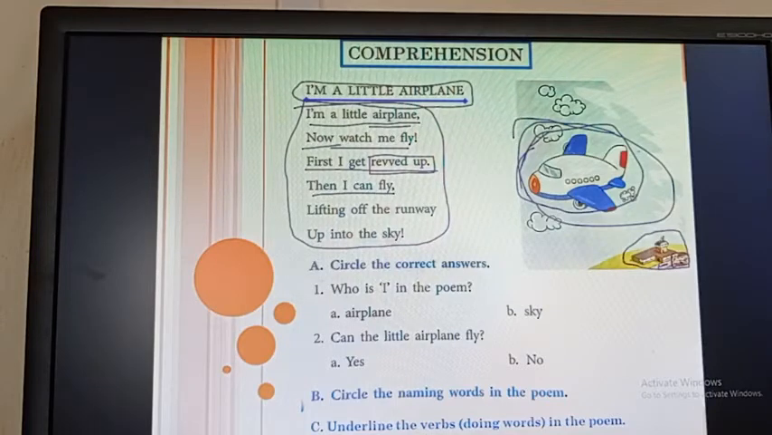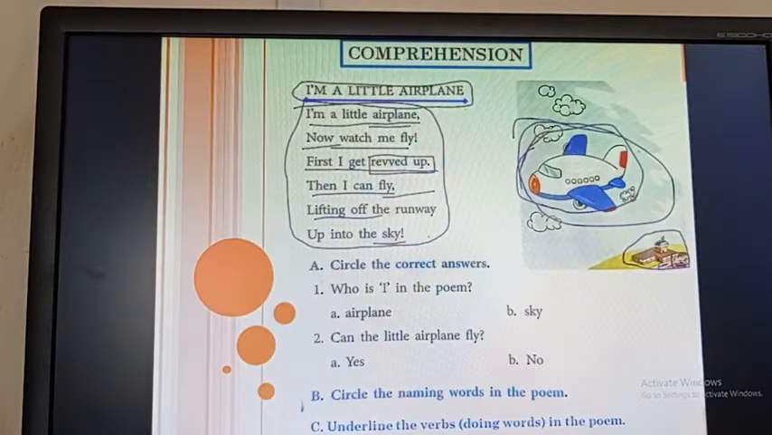Look at the picture of the airport here in this corner. This aeroplane is getting ready to fly. First I get revved up, then I can fly. Lifting off the runway, from the runway. Here you can see the runway I told you earlier. So lifting off the runway, from the runway I lift up, take off, fly, lifting off the runway up into the sky. Up into the sky.